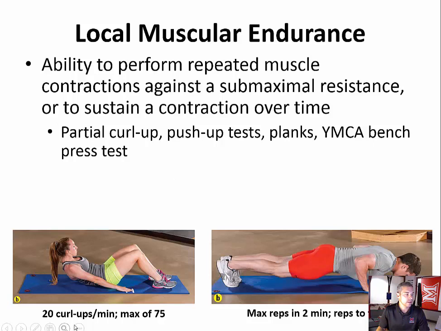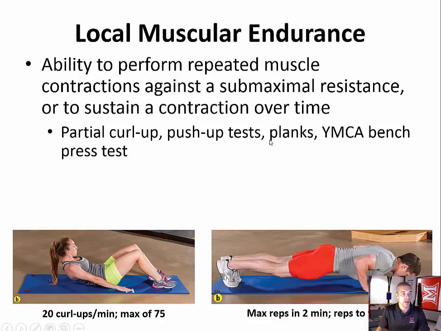curl-up test. Here the athlete would perform curl-ups, typically on a mat on a flat surface, at a rate of about 20 curl-ups per minute, up to a max of about 75, or they could perform the max number of curl-ups within a given time period, such as 1 or 2 minutes. There are also a number of specific push-up tests, including the test that you see down here, performing the max number of reps of push-ups in 2 minutes, or simply performing reps to failure.